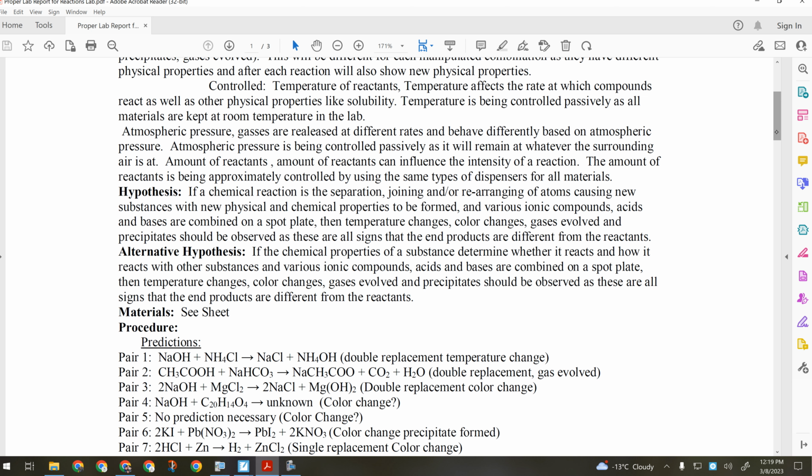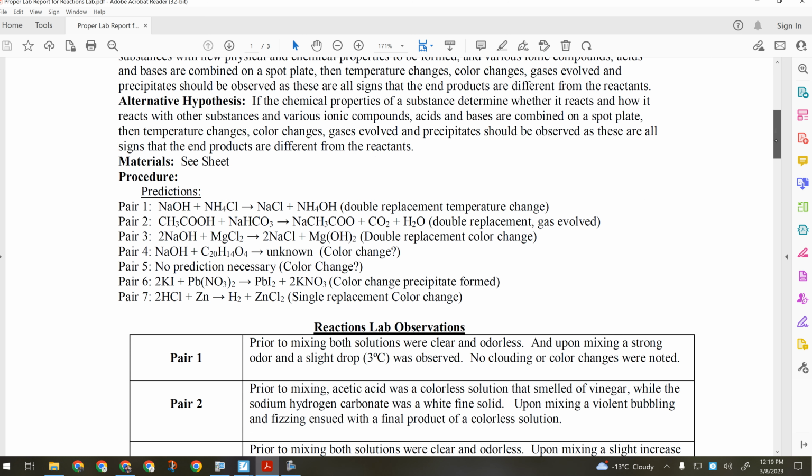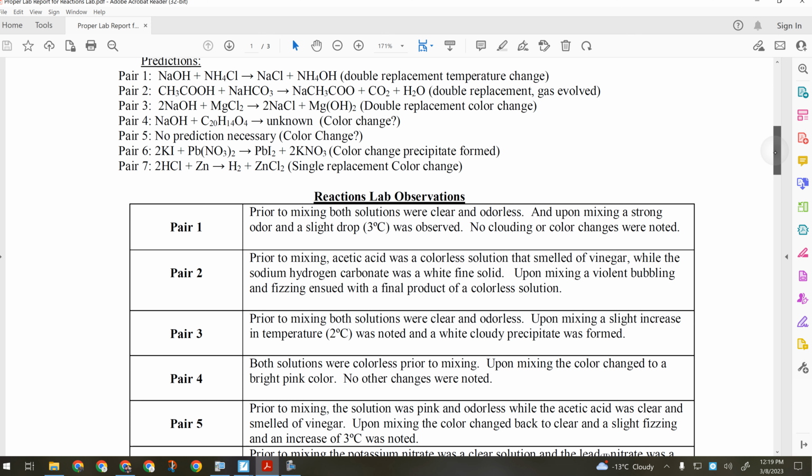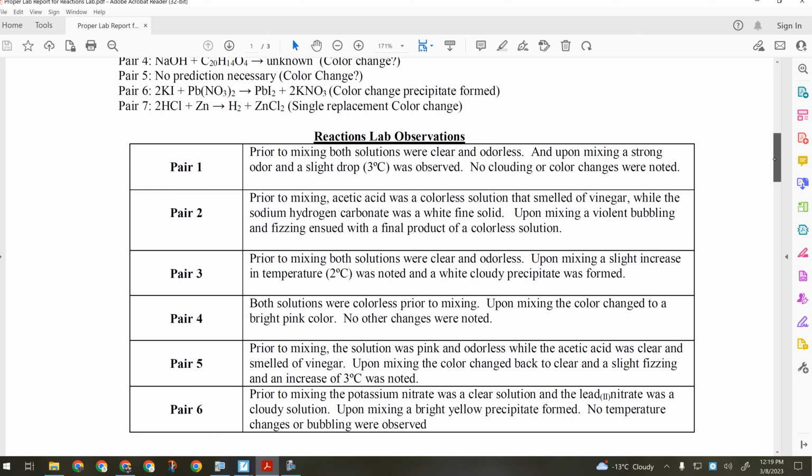All right, I think we'll skip the alternative hypothesis because we actually didn't do it that way. Then you had your prediction chart, which wasn't really important because it wasn't something I was actually going to mark. It was just for us to do before we went in there.